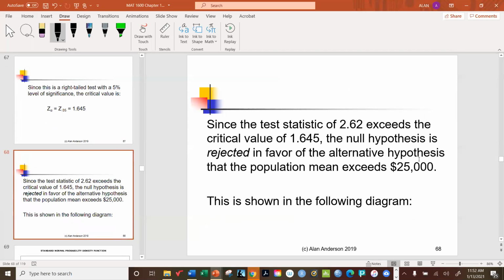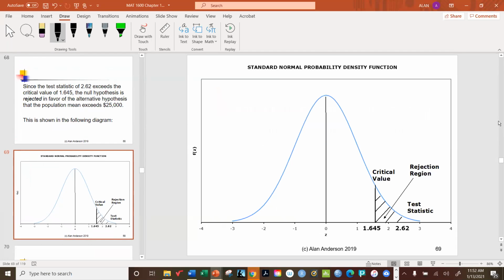So this is what our diagram is going to look like. Look how nice that is. Here's our critical value. The shaded region is the rejection region. The area is alpha, or 0.05. But our test statistic is here, which means it's in the rejection region.